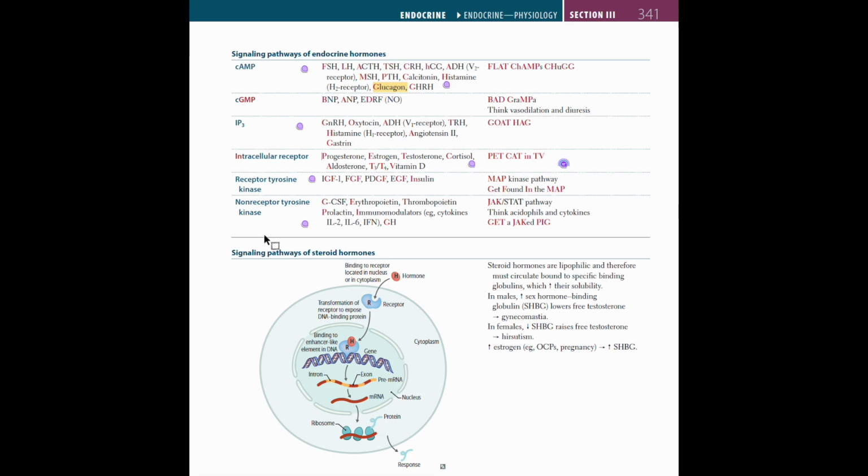Now going down here to the RTK versus non-RTK. You want to remember for RTK, MAPK is going to be the pathway. They can ask that sometimes, especially when it comes to insulin. They like to ask, like, oh, what will you see? And most likely it's going to be a bunch of things being phosphorylated, and they want you to just know this MAPK.